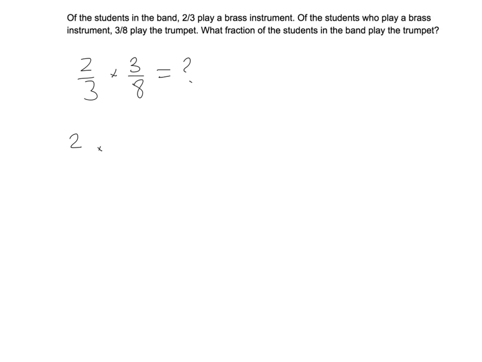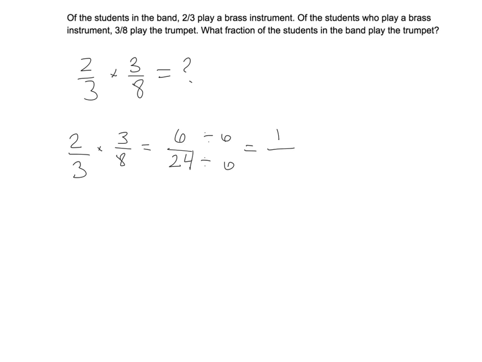So 2 times 3 gives us 6. If we go back to our denominators, 3 times 8 will give us 24. Now notice that this 6 over 24 is not simplified, right? If we look at what the greatest common factor of 6 and 24 is, we can see that they're both, in fact, divisible by 6. So let's try to simplify this by dividing the numerator and the denominator by 6.